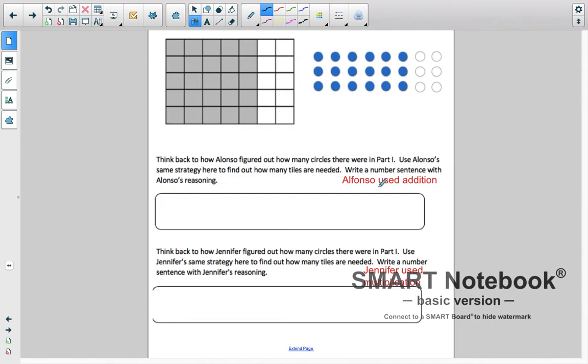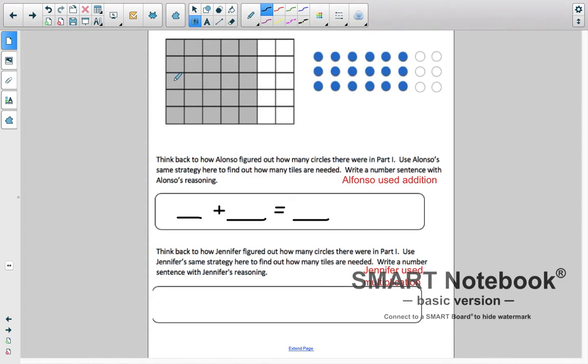And I put in red, remember Alfonso used addition. So I'm going to put an addition problem. If you think back about how we figured out Alfonso's, we counted the shaded circles first, and we put that as our first part. And the second part is we counted the unshaded circles, and we put that as our second part. So we're going to do the same thing. We're going to count the shaded squares first, and then we'll count the unshaded squares.